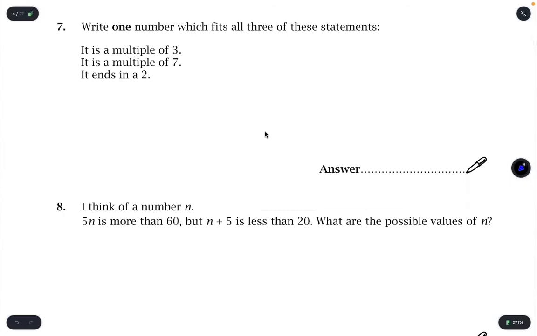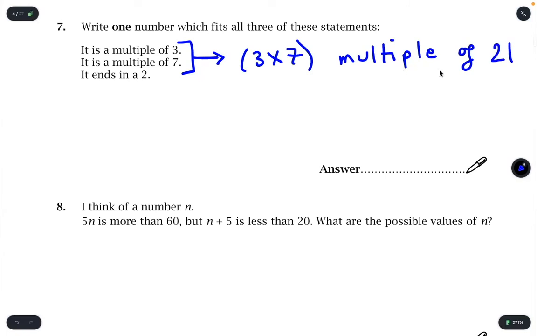7. Write one number which fits all of these three statements. It is a multiple of 3, it is a multiple of 7, it ends in a 2. Well, let's focus on the first two first. If it is a multiple of 3 and 7, which are both prime numbers, it has to be a multiple of 3 times 7, which is 21. So it has to be a multiple of 21.